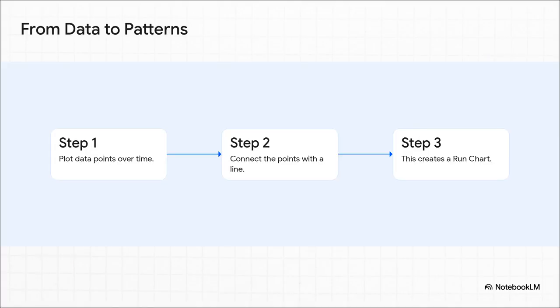So how do we do that? It's actually incredibly simple. First, you take your data points and you just plot them out over time. Then you connect the dots with a line. And voila! What we've just created is called a run chart. All of a sudden, that jumble of numbers has a shape, a rhythm. You can finally see the ups and the downs.